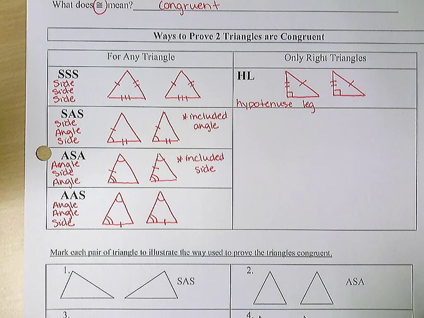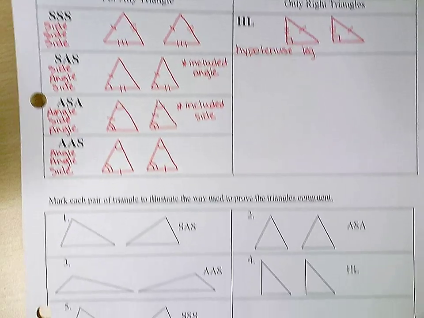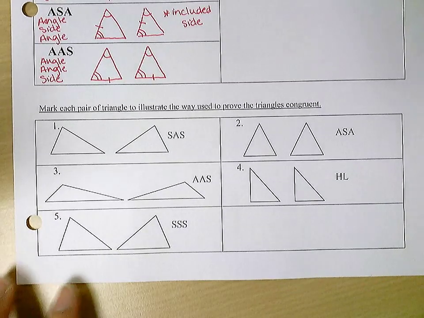Okay, questions on these different ways to prove triangles congruent? Kind of makes sense using those abbreviations? Alright, then we're going to look down at the bottom here.